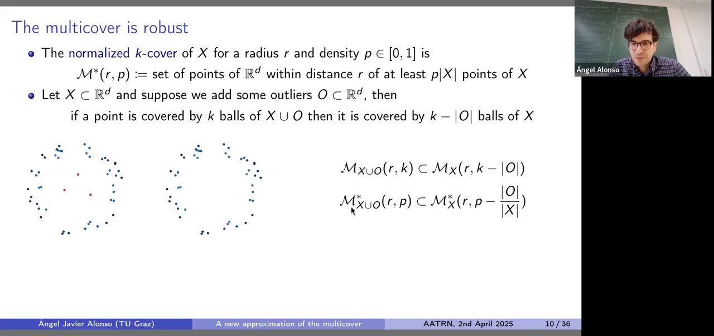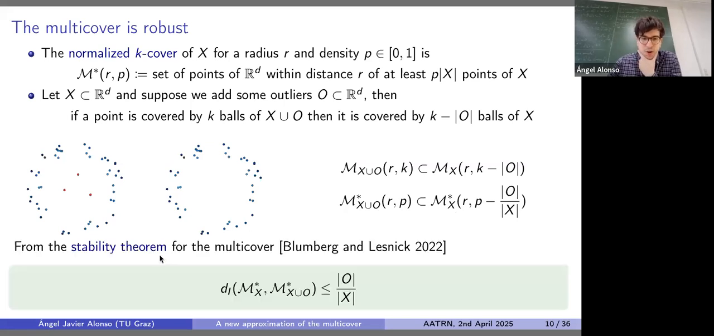And when we normalize, we have this inclusion where the parameter P, we just need to reduce it by this percentage of points that we have added, the ratio of outliers over the total points. So in a way, this multicover over all these points is close to this multicover of just the points of X without the outliers. And this can be formalized better, and in a way follows from the stability theorem that I was speaking about before. I will write it here for some distance between bifiltrations, and this will be the interleaving distance.